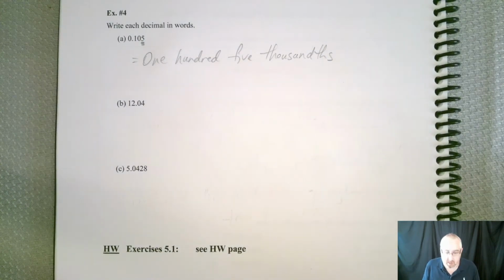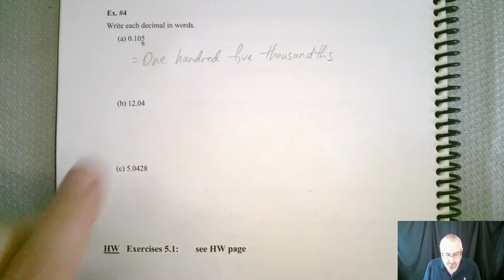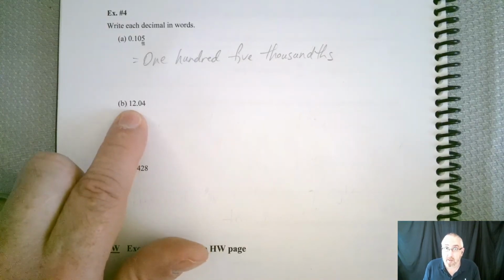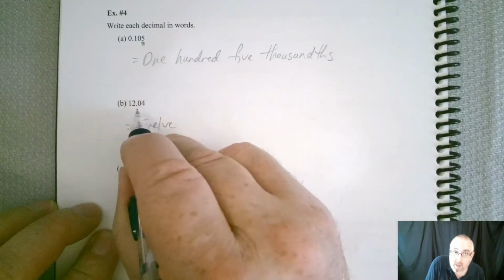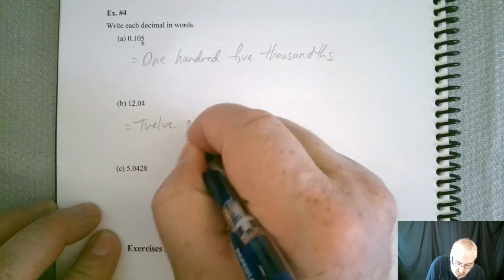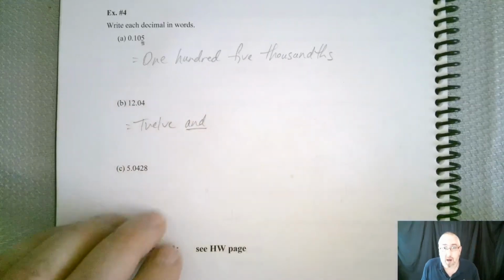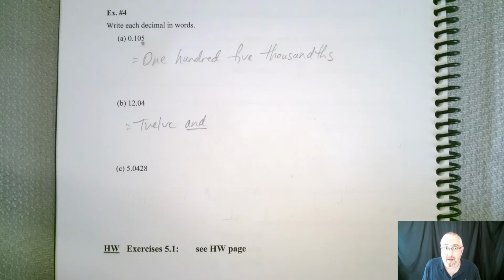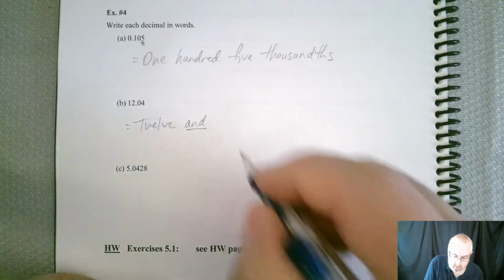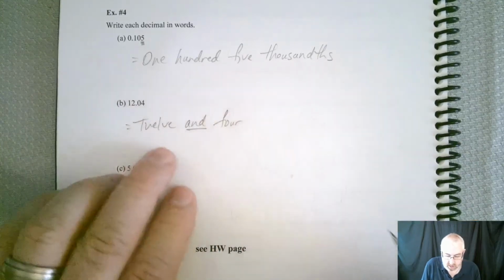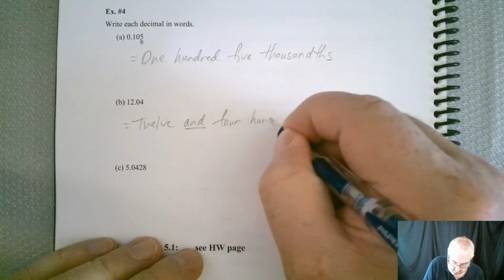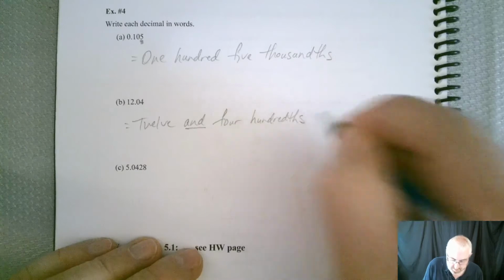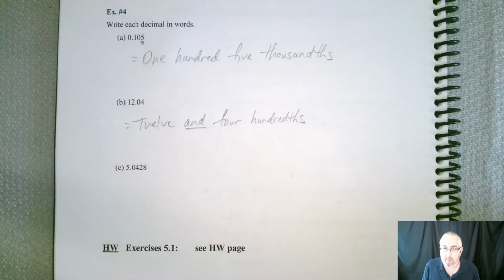Not bad, right? Let's try one with a number on both sides. So we can say the number on the left, which is 12. But now we want to separate it from what's on the right. So here's where we use the word and. So 12 and what? How would you say that decimal properly? 4. And it's going to have to be the second spot, which is the hundredths place value. So 12 and 4 hundredths would be the proper way to say it.